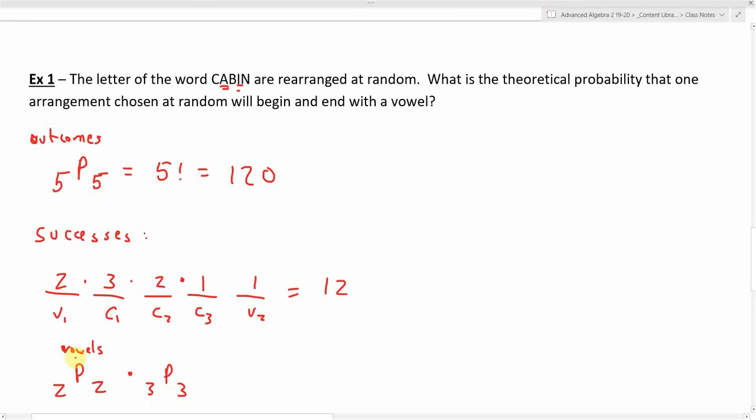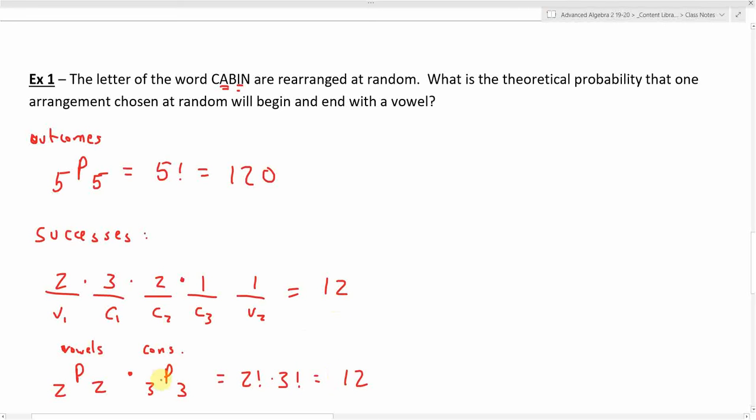So these are the number of ways I could arrange the vowels, and these are the number of ways I could arrange the consonants, and I can multiply them all together. 2P2 is 2 factorial, 3P3 is 3 factorial. That's 2 times 3 times 2, which is 6, and 2 times 6 is 12. So we get the same thing.